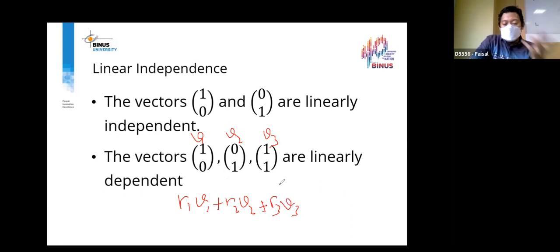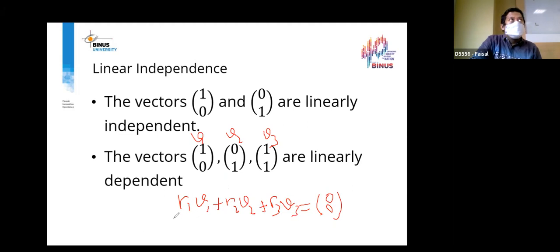Kita tulis linear combination-nya, and this linear combination we set equal to 0. We construct this equation, and then we find the solution. What is the solution? Or is there another solution beside 0 for R1?